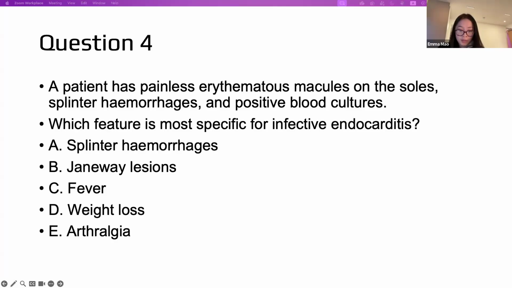Those are the most specific ones, whereas splinter hemorrhages are non-specific. Splinter hemorrhages can also be from some vasculitis, antiphospholipid syndrome, and then also some other autoimmune diseases. So that was the kind of trick here. Janeway lesions are the most specific ones.